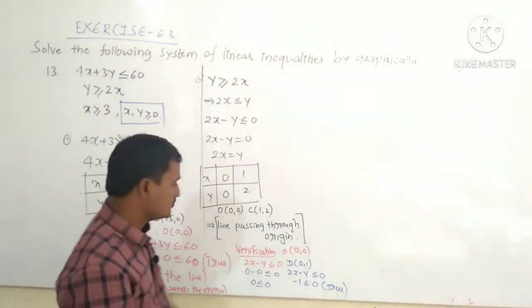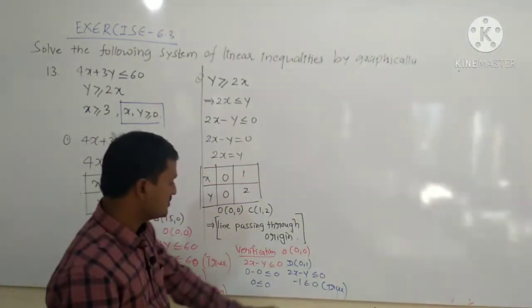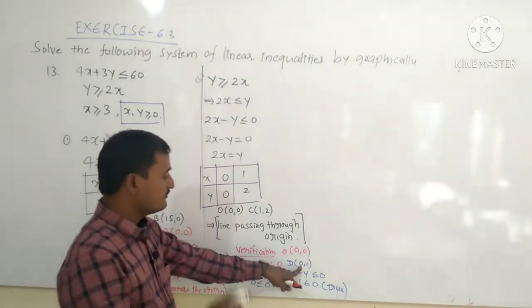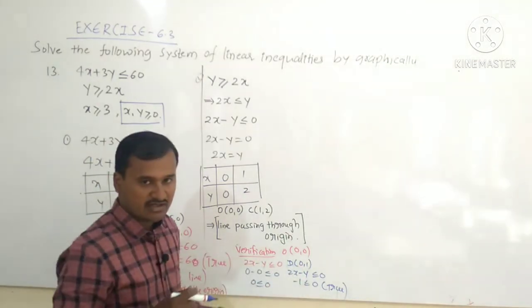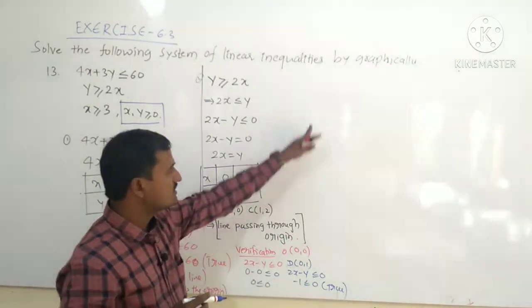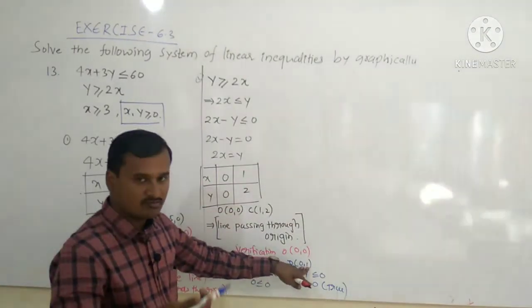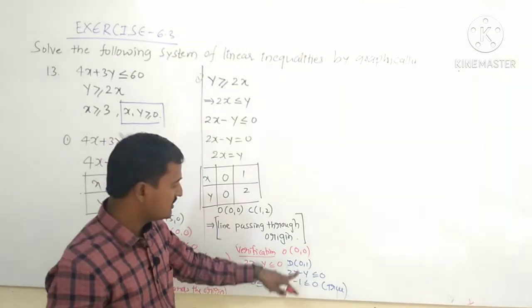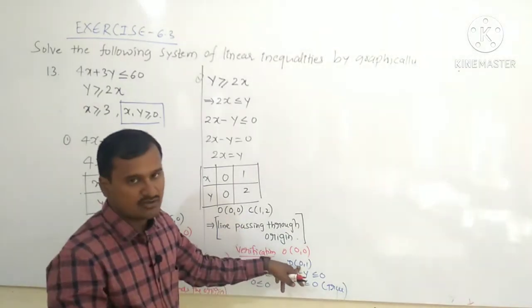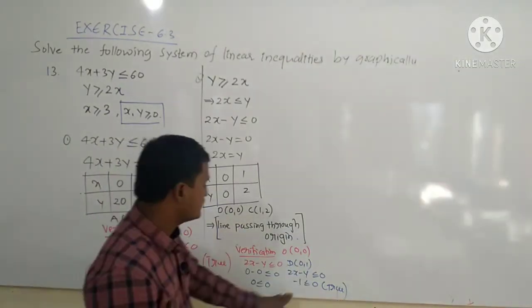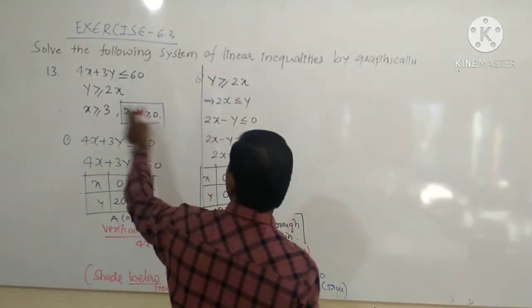If it is true, it means the point lies below that line and satisfies the inequality. So for this, first I will draw the line. We will check whether to shade below the line or above the line, because this point lies below that line. So we'll check this one. We'll go to the third one.